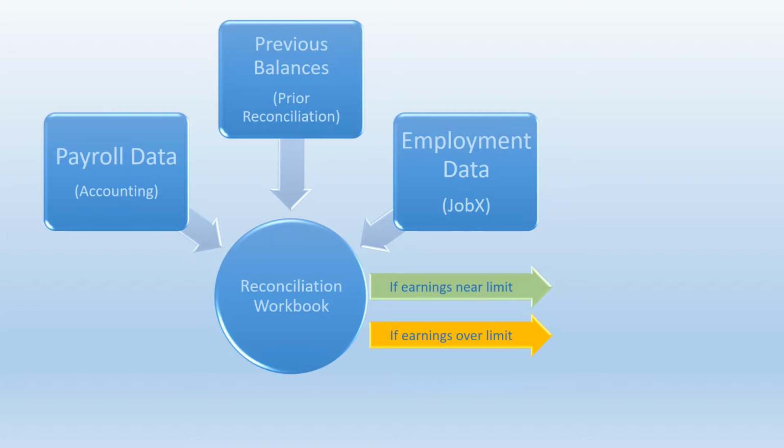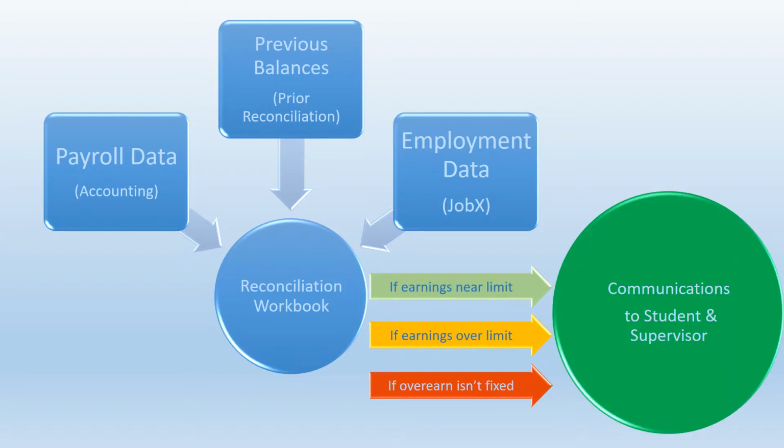If the student has actually earned more than their award, so if the student's award is $2,700 and they've earned $2,701, or if we have previously identified a student in one of these 2 categories and that over-earning continues to persist. In all 3 of these cases, we will send email communications from the work-study@unc.edu email account to both the student and the supervisor to notify them of their status.